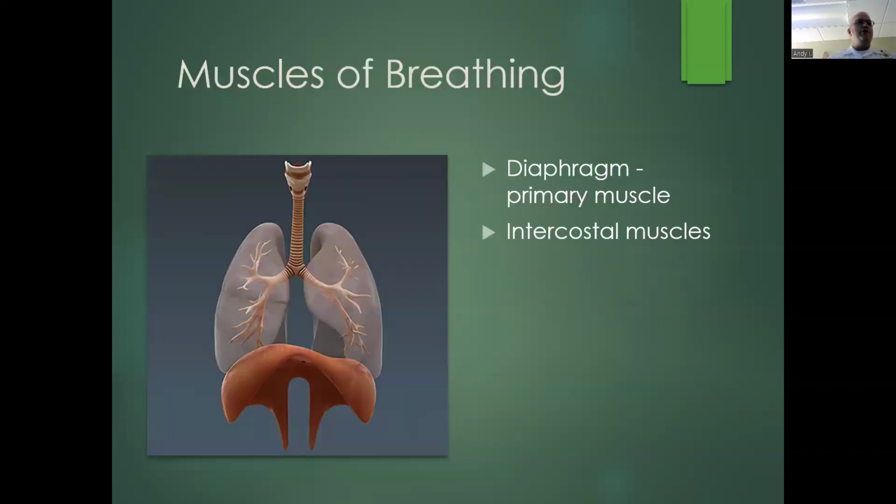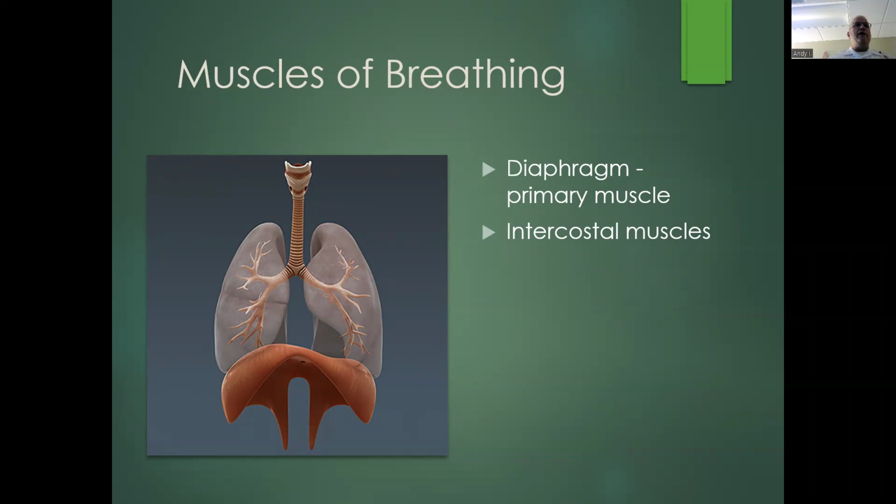So muscles in breathing, we talk about the main muscle is your diaphragm, which is the primary, and the intercostal muscles. Those are the muscles that are in your chest. Those are the main muscles we're using, mainly the diaphragm. When that contracts, it goes down and increases the size of your chest.